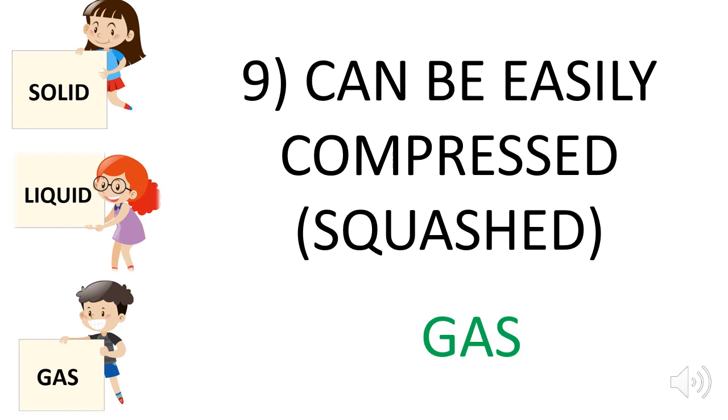Right, here's the answer. Don't worry if you didn't get this. This is a challenge question. The gases can be compressed easily because there's lots of free space between the particles. And when you squash those particles in, you can push these particles closer together because there's space for them to move into.